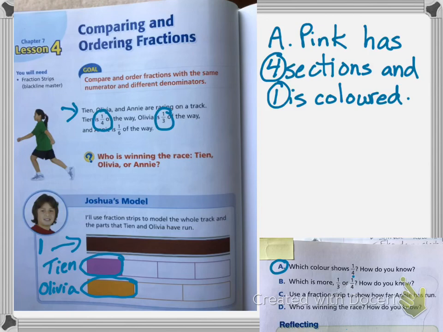Okay, remember, you're not writing this down right now. You're just listening. B, which is more, 1/3 or 1/4? So here is the 1/4. And here is the 1/3. So 1/3 is more. So we're going to write down for B, 1/3. But how do we know? So these are sort of like when we have done this before, there's always that part that says explain, or explain your thinking, or explain how you know. So you cannot just put the answer. You also have to explain your thinking.